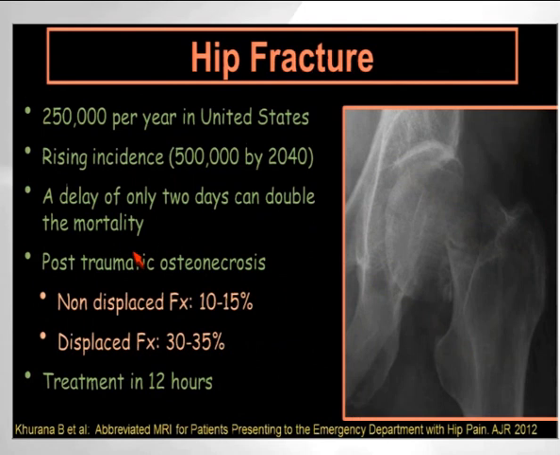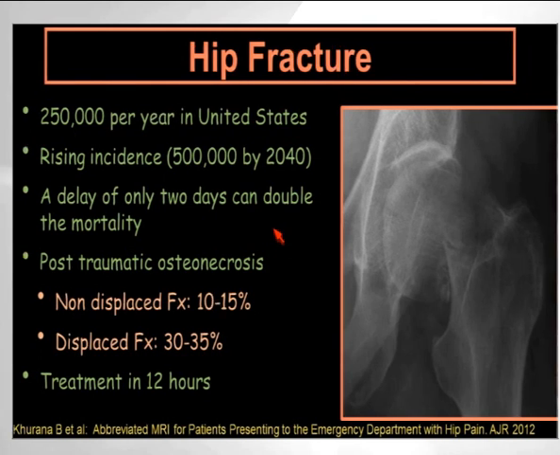Let's see where we stand in 2013. Now we have very high incidence. We have approximately 250,000 per year in the United States only. And the incidence is going to increase. We have elderly population with increasing lifespan, and the population is very active. There are a lot more medications which make them prone to fall.